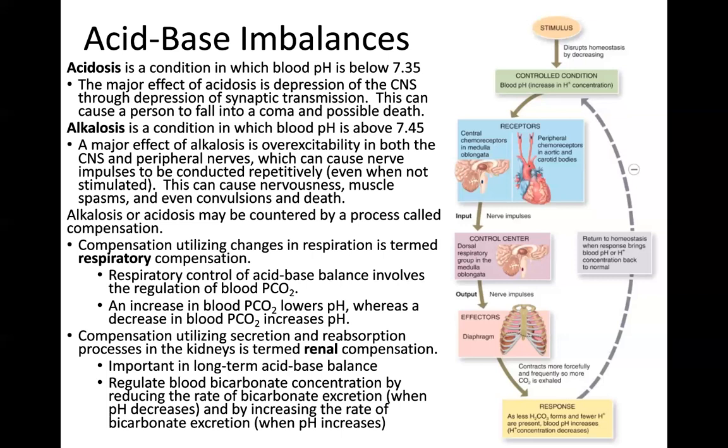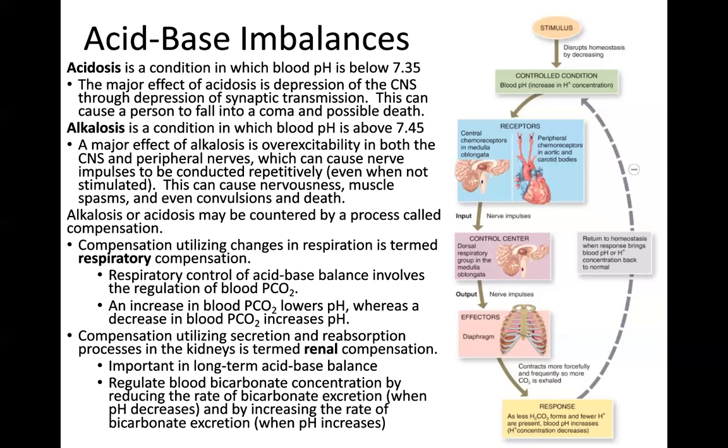Alkalosis is the opposite, a condition in which the blood pH rises above 7.45. A major effect of this is overexcitability in both the central nervous system and peripheral nerves, causing nerve impulses to be conducted repetitively, even when they're not being truly stimulated, which can lead to nervousness, muscle spasms, and even convulsions and death.